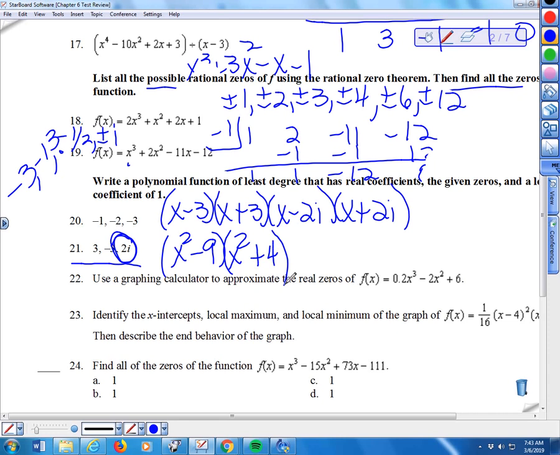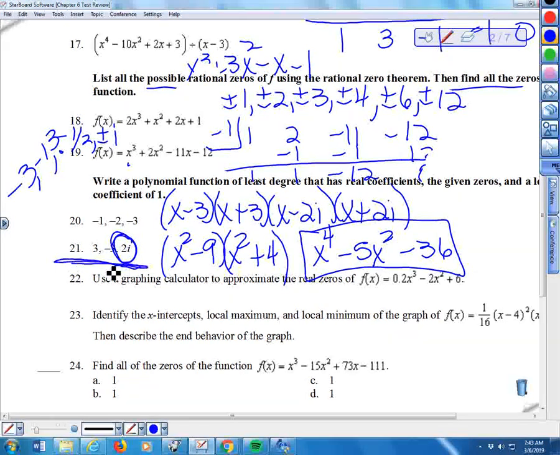Now I can just FOIL this. x to the 4th plus 4x squared minus 9x squared is minus 5x squared. Minus 9 times 4 is 36. And this is the polynomial that would give me these 4 zeros, even though there's only 3 written.